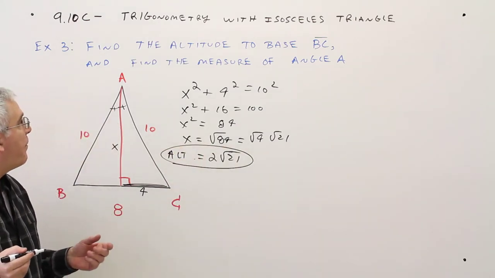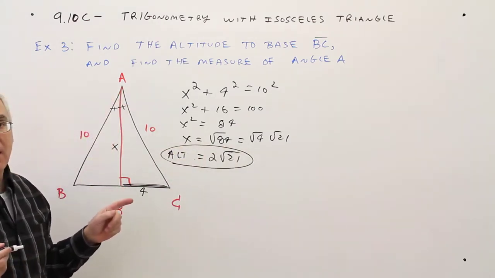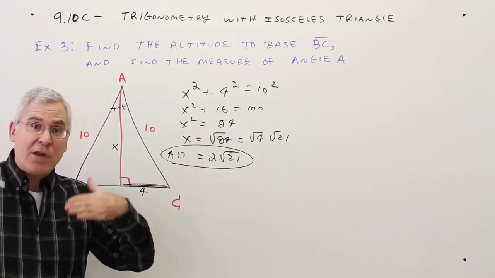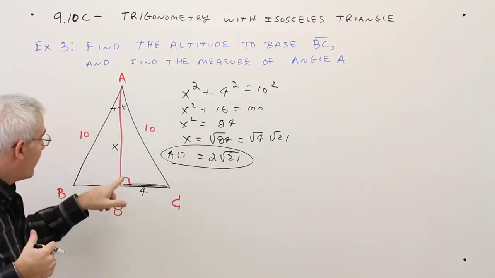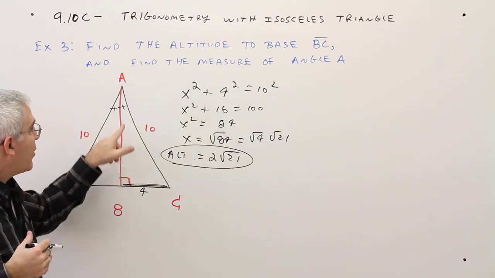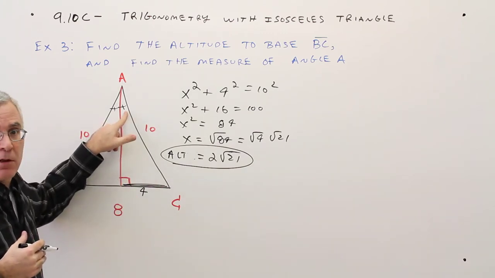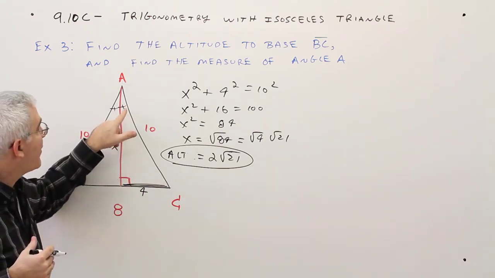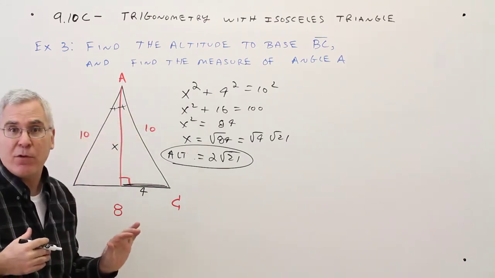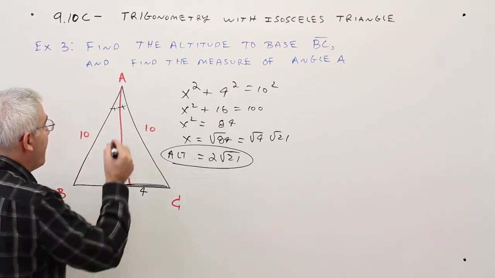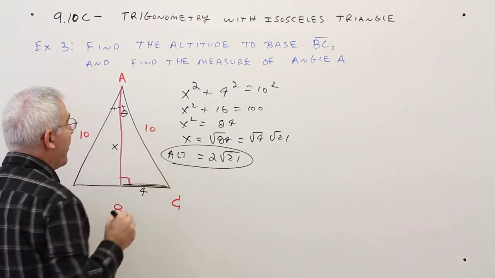Okay, part 2, find the measure of angle A. Again, to use trigonometry for right now, you need right triangles. We have a right triangle. So what I'll do is I'll find the measure of this angle using SOHCAHTOA, and then once I find that, I'll just double it to find the measure of angle A. All right, so for right now, I'll just call that angle theta.